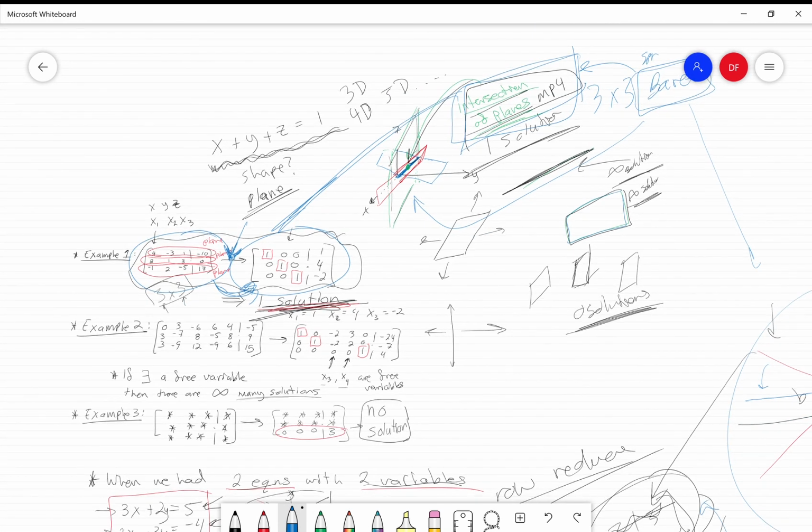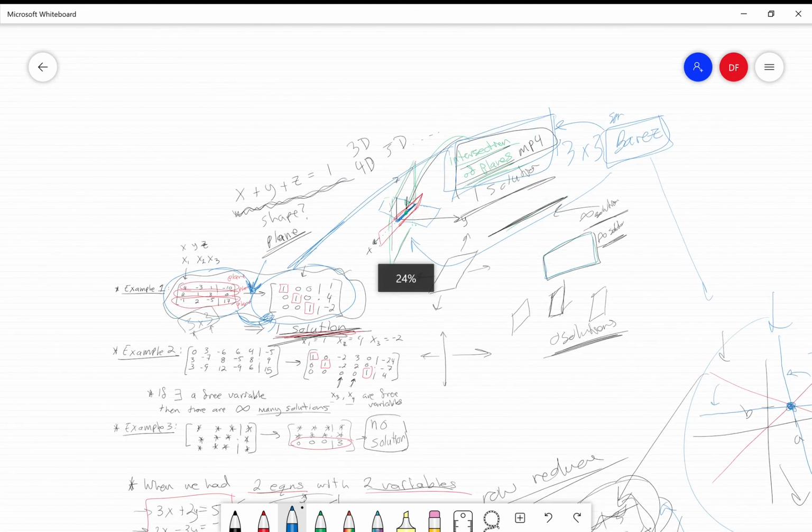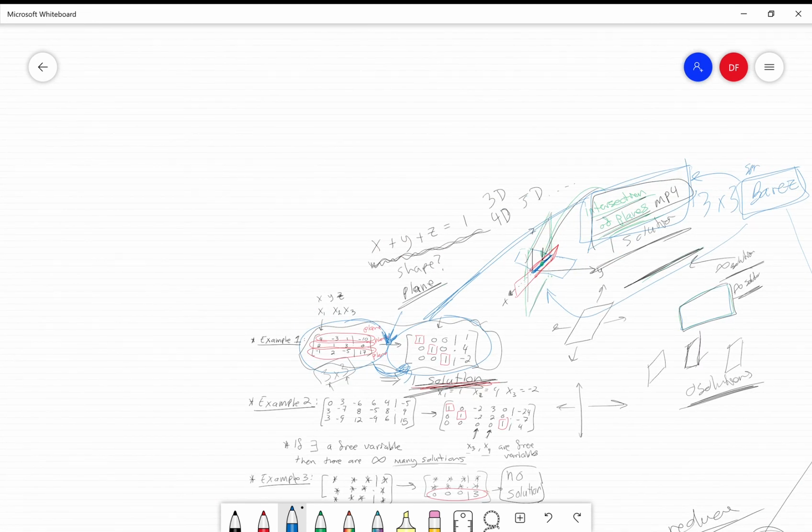Okay. So this concludes section 1.2. And I'm going to give you homework for it right now. So the homework for section 1.2 is 1, 2, 7, 12, 15, 17, 18, and 21.